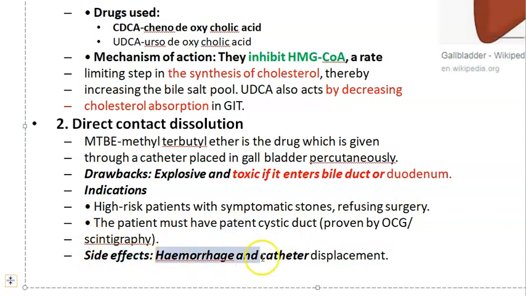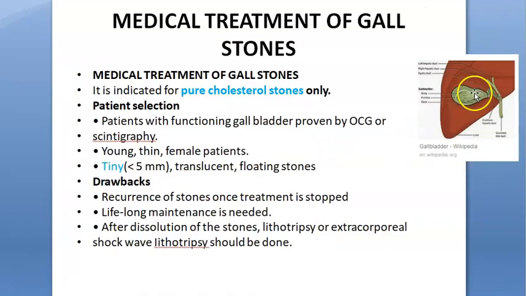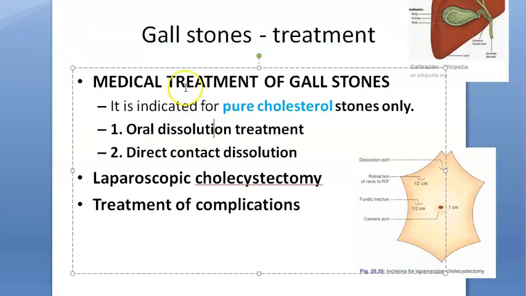Side effects can be hemorrhage and catheter displacement. So this is standard, you will write hemorrhage, catheter displacement. You would have put a catheter to put the drug. See here, the catheter is placed in the gallbladder. So this is the medical treatment of gallstones. Guys, you have looked at the medical treatment of gallstones.